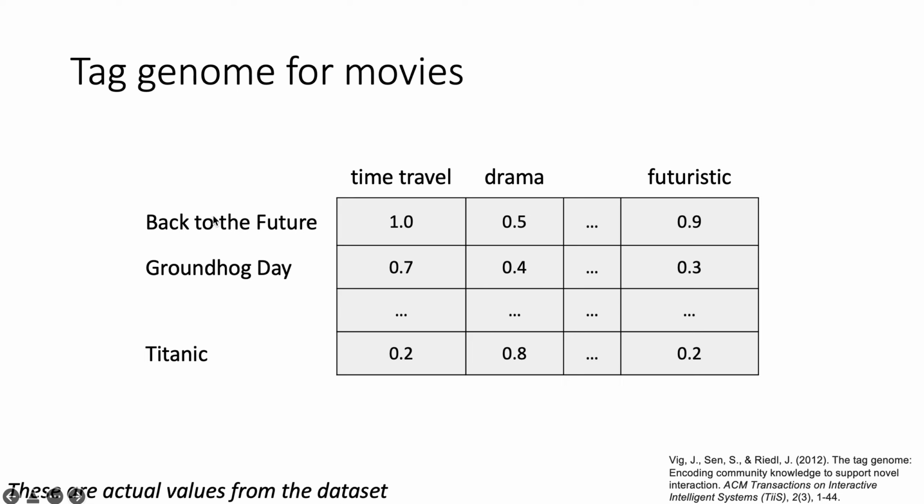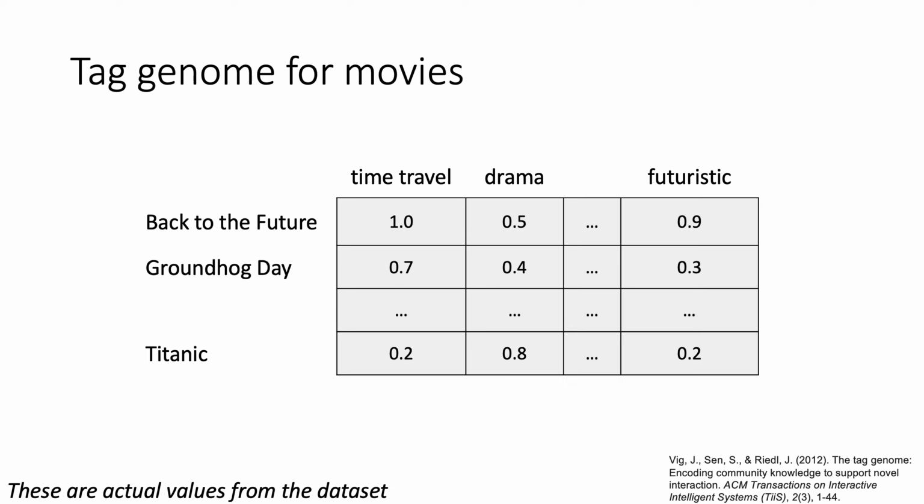For example, Back to the Future is about time travel. That is why this tag applies to this movie with a score of 1 on the scale from 0 to 1. This movie also has some drama. That is why the tag drama applies to this movie with a score of 0.5 on the scale from 0 to 1. We can generate the scores based on item content. For example, we can analyze the movie itself, or we can analyze reviews of the movie.